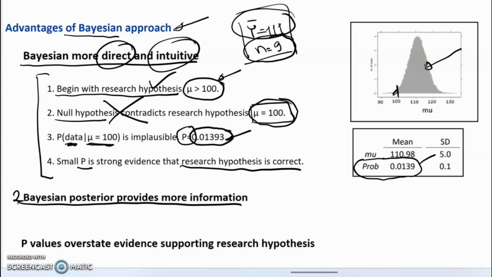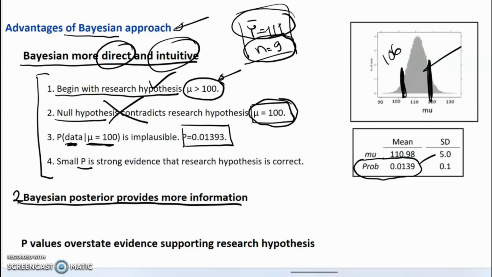So all we get from the frequentist is, in this particular example, that there's a very low probability that our null hypothesis is true. That provides strong evidence that our research hypothesis is correct. But it doesn't tell us anything about effect size. In contrast, we can look at the posterior and see everything we possibly want to know. For example, it's very probable that mu lies somewhere between, let's say, 106 and 116, looking at this plot.